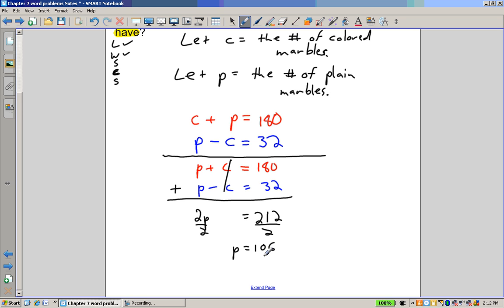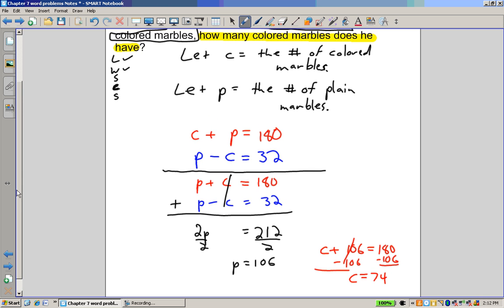All right, so there are 106 plain marbles. Well, we need to go ahead and plug into one of these to figure out how many there are of the other. I'm going to plug into the red just because I think it looks a little easier to work with. So C plus P, which happens to be 106, equals 180. Well, we're going to solve, subtract 106 from both sides. C equals 74. All right, so we have solved.